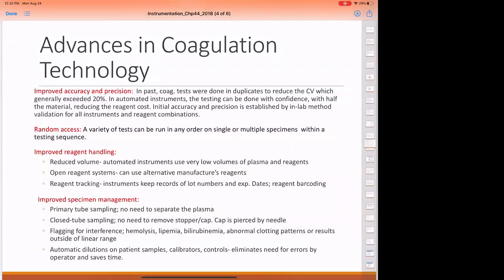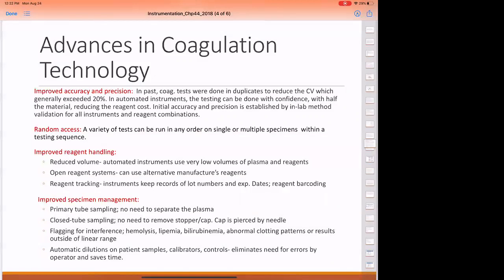The instruments nowadays have the ability to run random access, which is a variety of tests that can be run in order on single or multiple specimens within a testing sequence. They also have improved reagent handling. They require reduced volumes of reagents. They use very low volumes of plasma as well.